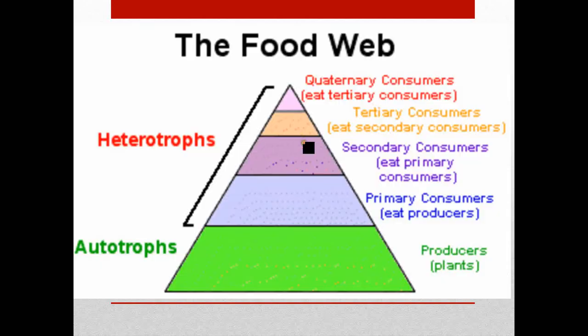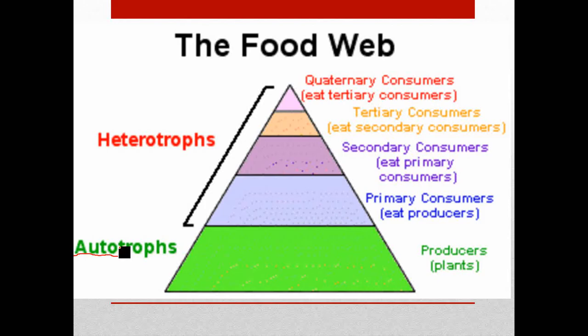So you have two main areas: autotrophs and heterotrophs. Autotrophs are always at the bottom. They're the producers. They're called autotrophs because they make their food automatically.